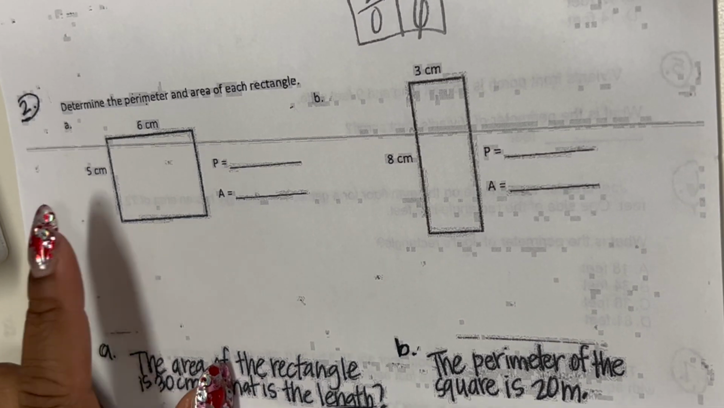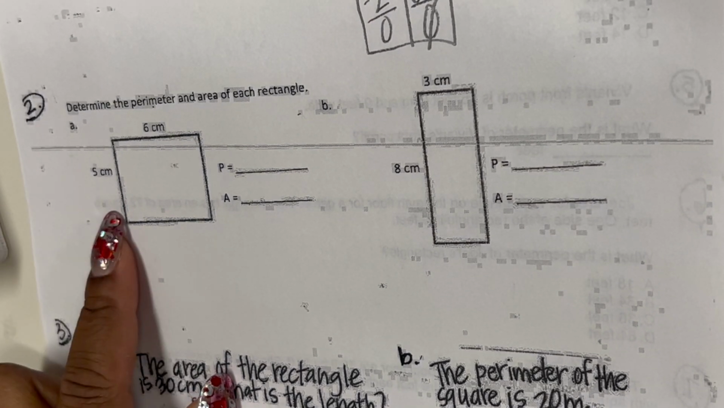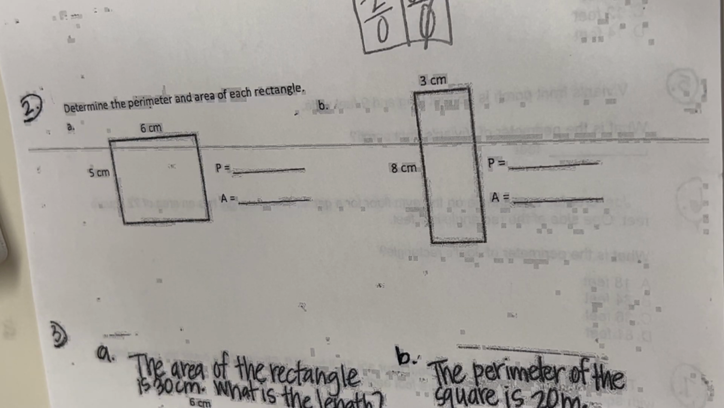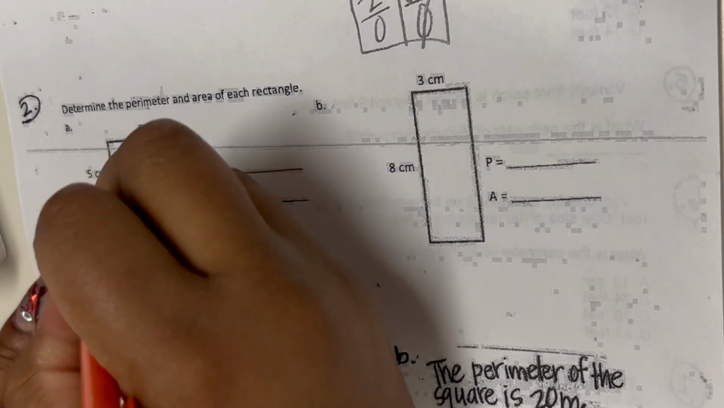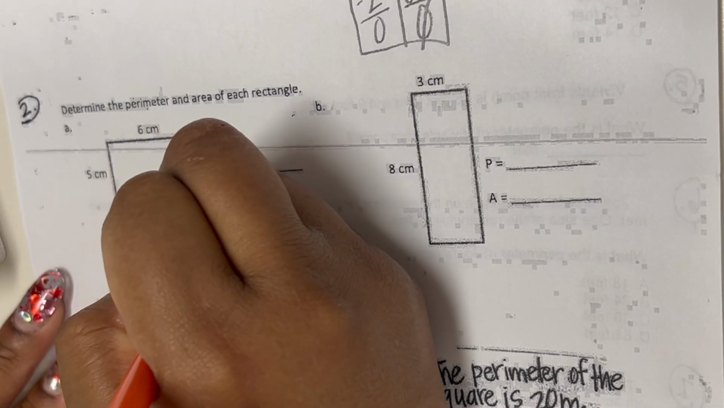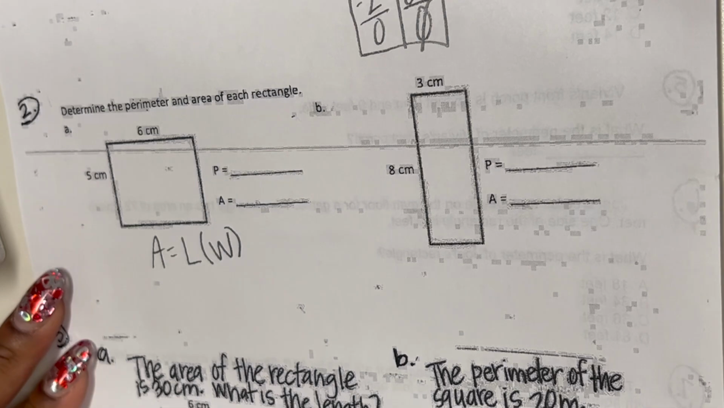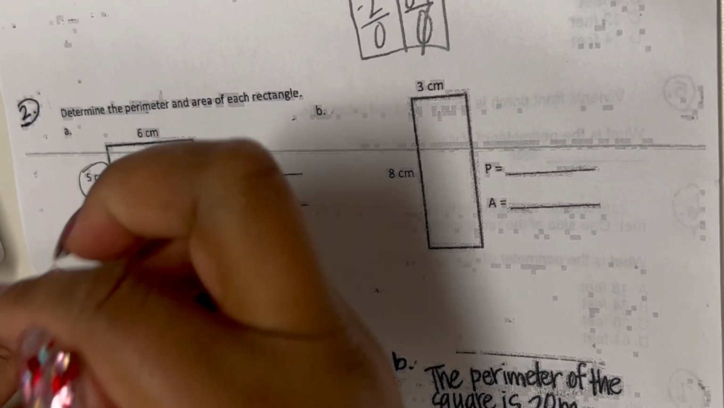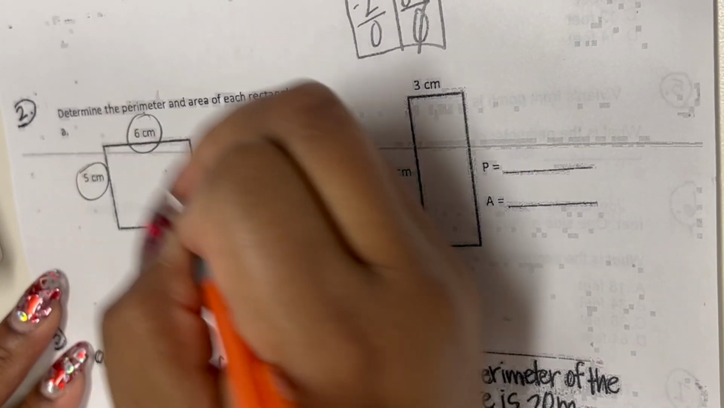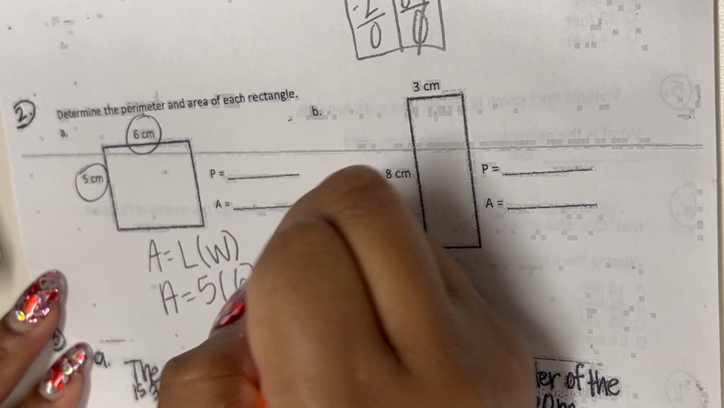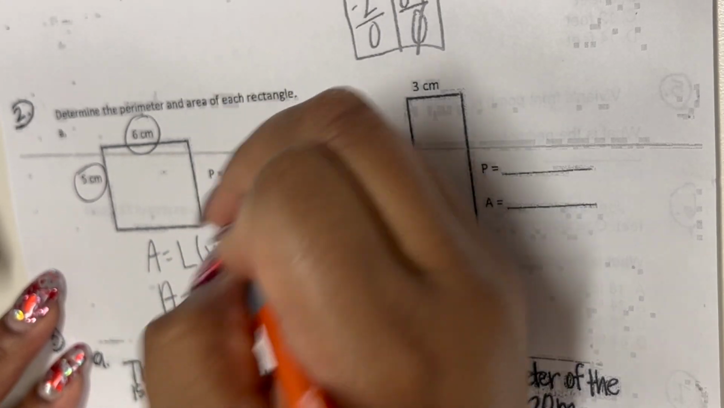I am going to do this question over here, and I'm just going to solve for area and perimeter. But you have to know your formulas to be able to solve for area and perimeter. So I always like to start with area. So area is length times the width, okay? My length here is 5, so that's equal to 5 times 6, which is 30. So 30 is my area, okay?